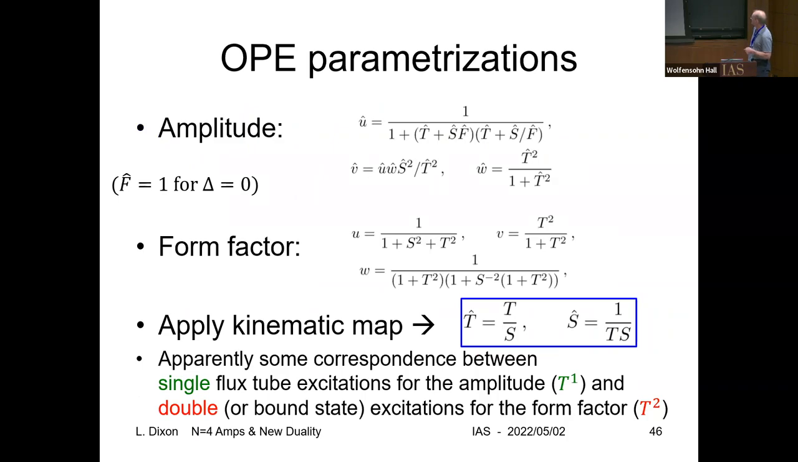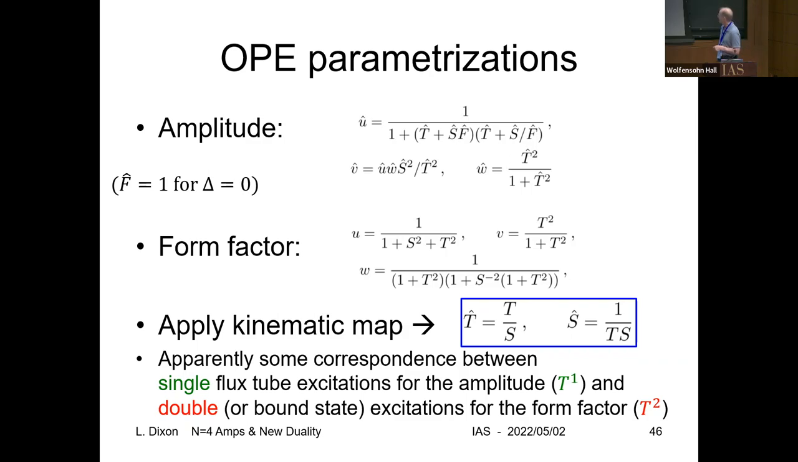So if you plug in these, calculate the cross ratios in terms of these variables, where we put hats on for the amplitude side and no hats for the form factor side, the first thing to say is that this parity preserving kinematics has F hat equal to one. And then if you apply the kinematic map, you see that the relation between the coordinates on the six gluon side and hats and the form factor side is extremely simple.